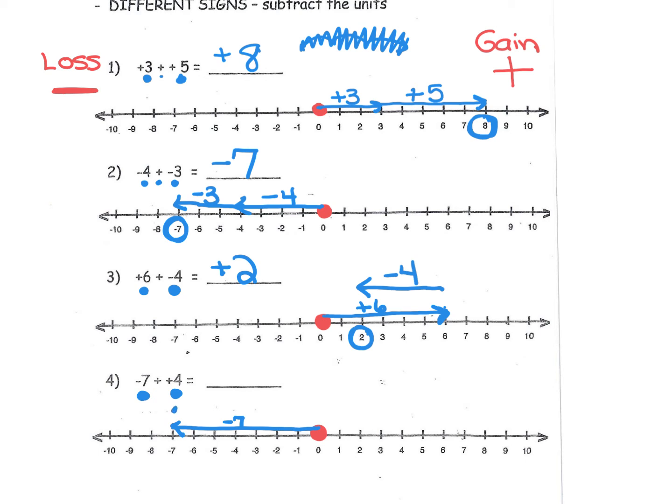But now we have to show a gain. So starting just above the tip of the arrowhead, you're going to move back 4 units. 1, 2, 3, 4. That's a gain of 4. Our net result gets circled. The answer to that addition problem is a negative 3.